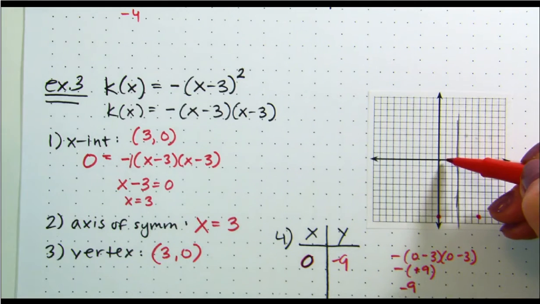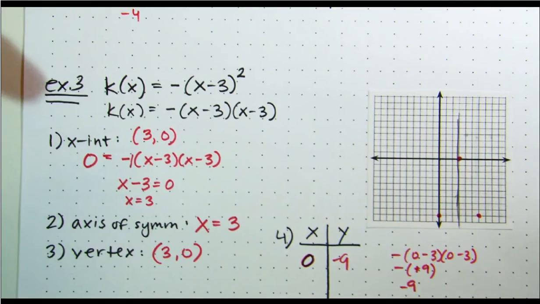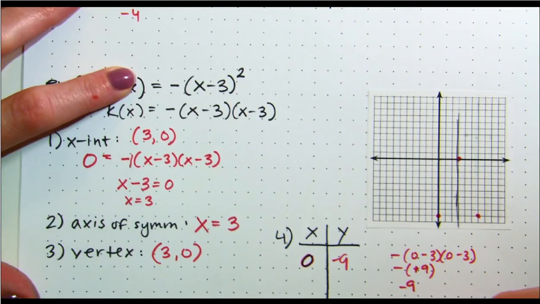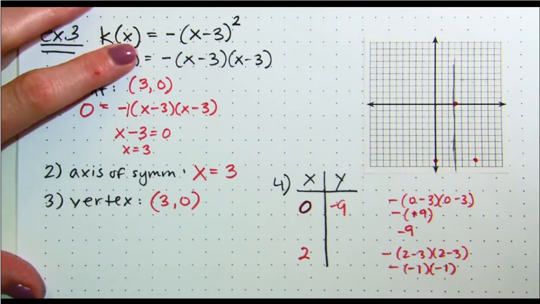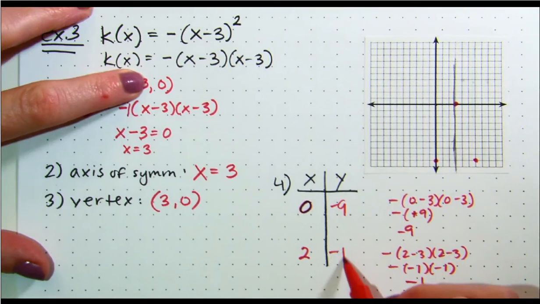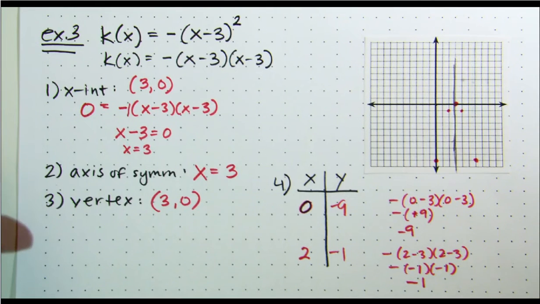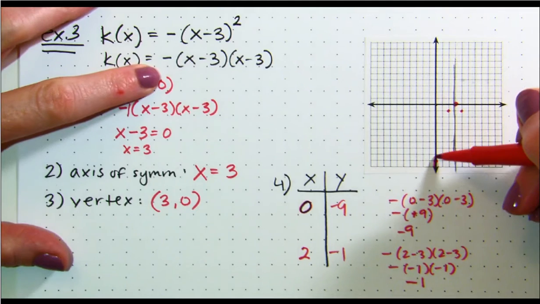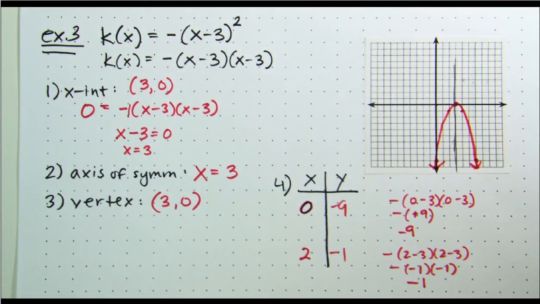And then maybe we want to try x is 1 or x is 2. Let's try x equals 2. I'm not going to do too much in my head because obviously doing too much in my head was not the greatest choice. So when x is 2, y is negative 1. And there is my parabola.